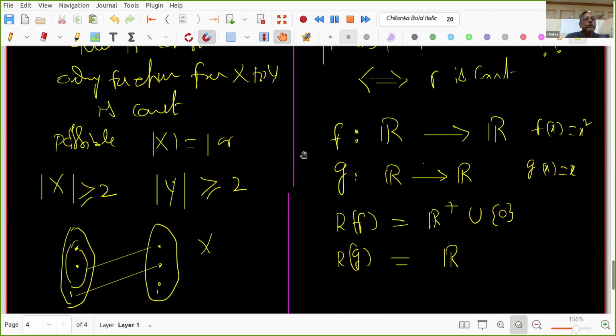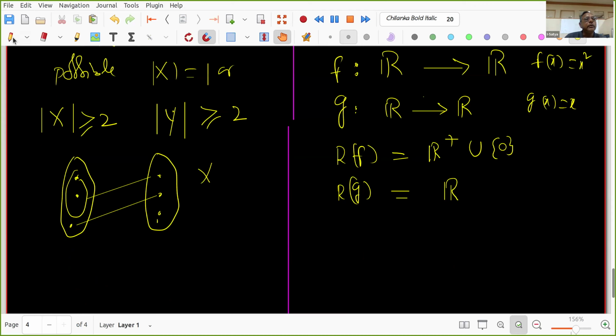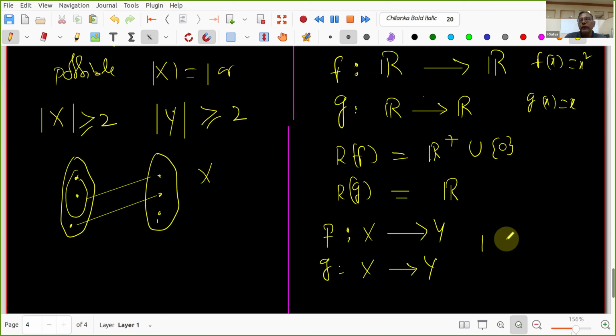Now I'll ask one question. I'm telling you that f is a map from X to Y, and g is also a map from X to Y. The range of f is equal to the range of g. Are the functions equal? Is f equal to g? The range of f equals the range of g. Is f equal to g? That is the question.